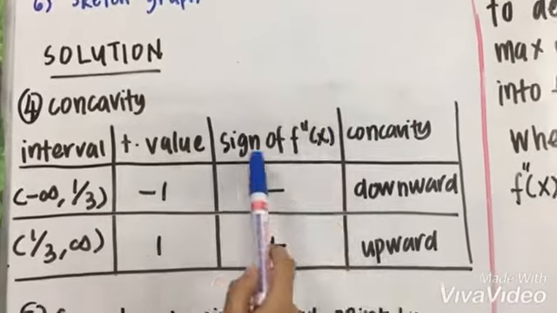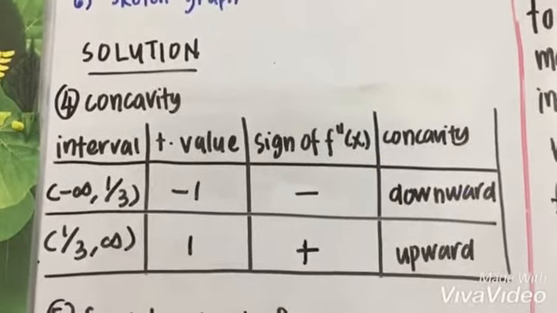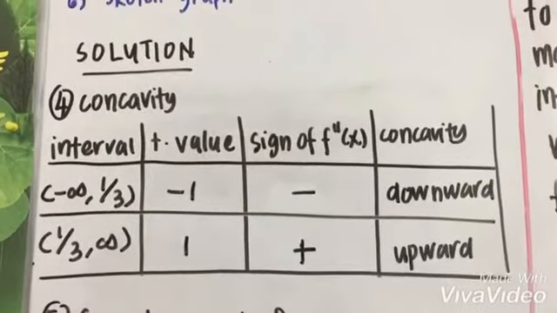So the sign of the second derivative of the function for the first interval is negative, where the concavity is downward, and for the second interval, positive, where the concavity is upward.